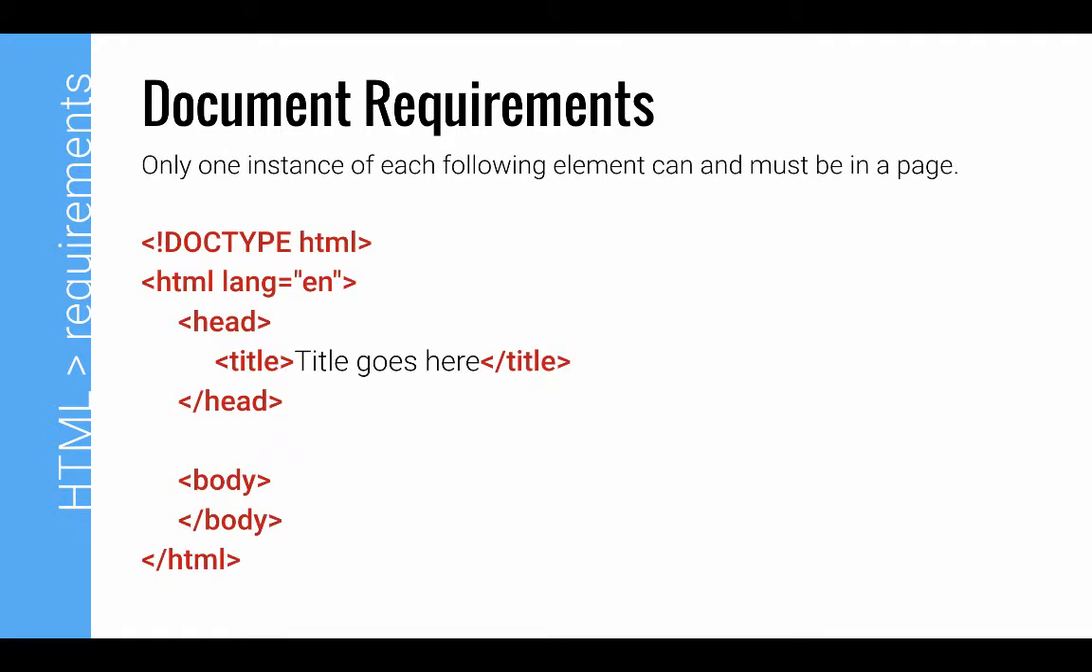Let's take a really quick look. Again, only one instance of each following element can and must be in a page. So you have to have all of these things, but they can also only happen one time. That's something that's important to remember. You can't have two bodies, you can't have two HTML declarations, you can't have two titles, for instance. A lot of these other tags that we've talked about, you can have multiples, as many as you want in a lot of cases, but these cannot be duplicated. Otherwise, the browser will get confused.